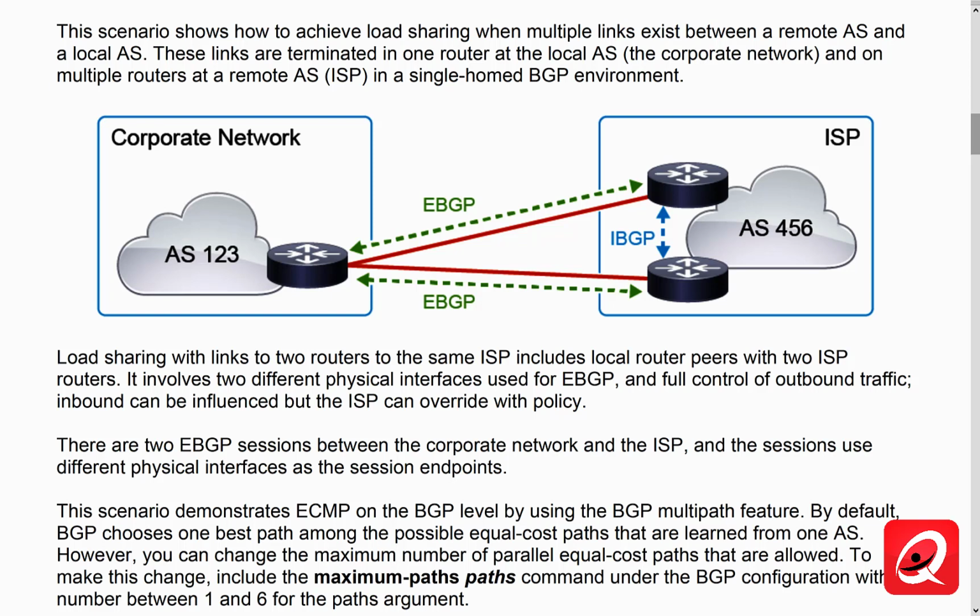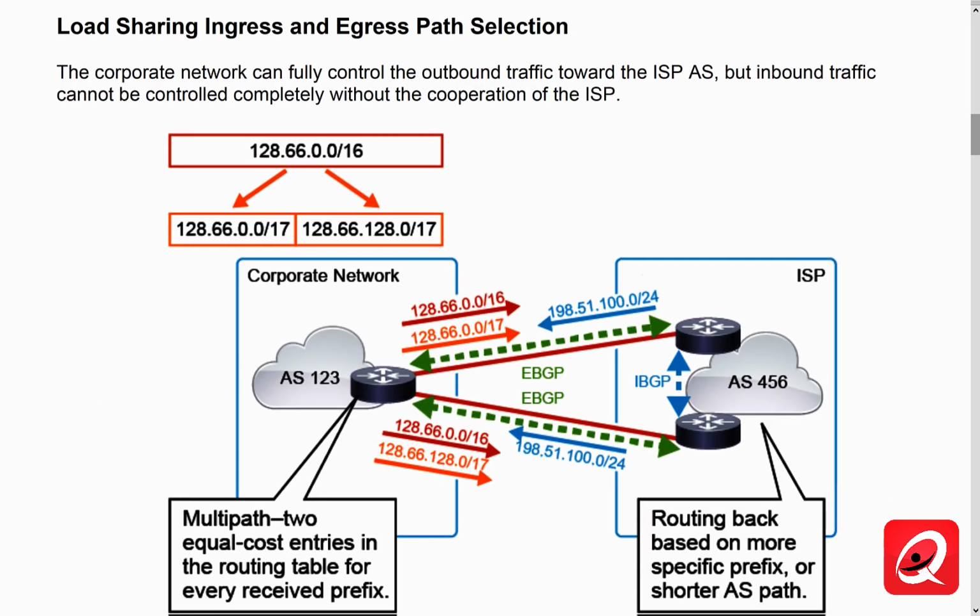We can change that behavior using the maximum number of parallel equal cost paths that are allowed by BGP, using the maximum paths command. This is anywhere from 1 to 6 for IPv4. I think it's actually a higher number for IPv6, but the default maximum path value is always 1 in BGP. And we can override that and change that value. But still, it is a load sharing scenario as opposed to a load balancing scenario.